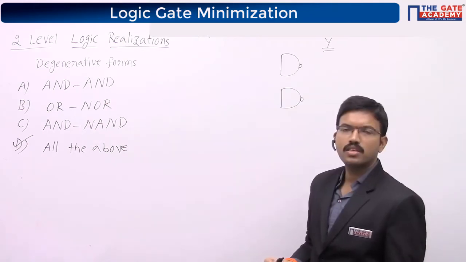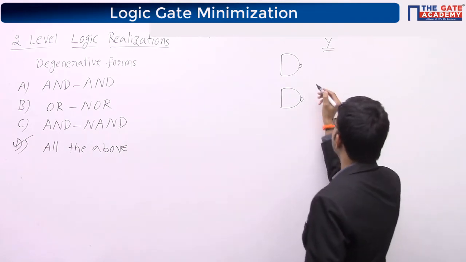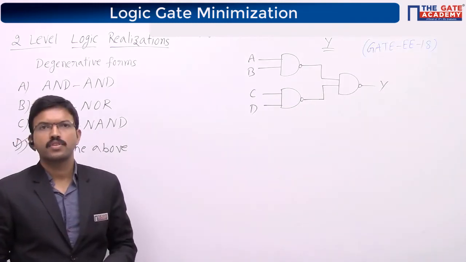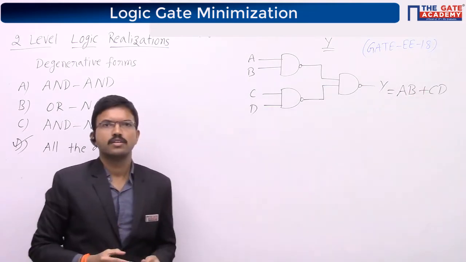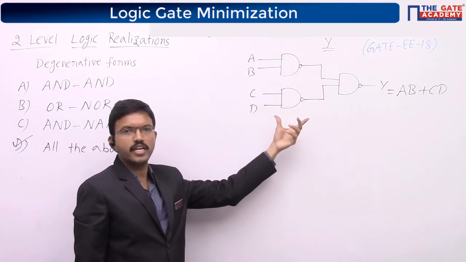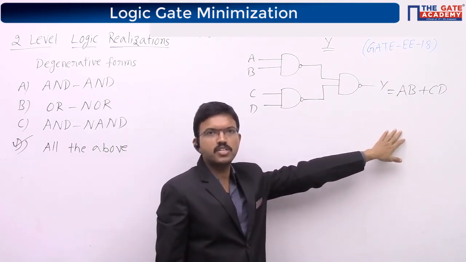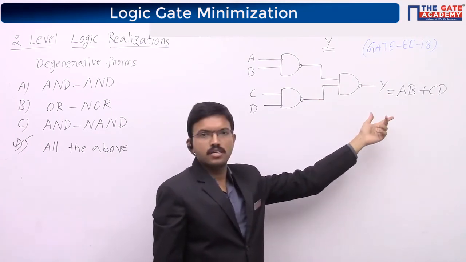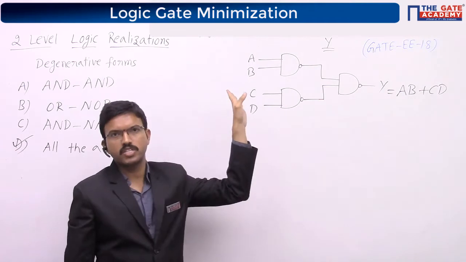Next question. In the logic circuit shown in the figure, the output Y is given by NAND. Yeah, AB plus CD, correct. Y equal to AB plus CD. In this way, you will get the questions. He will give some logic circuit diagram, two levels or three levels. He will ask what is the overall circuit output, or in order to get some particular output, either output as 1 or 0, what is the input combination, like that.